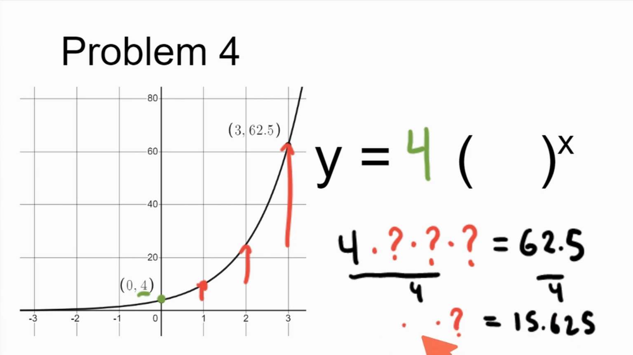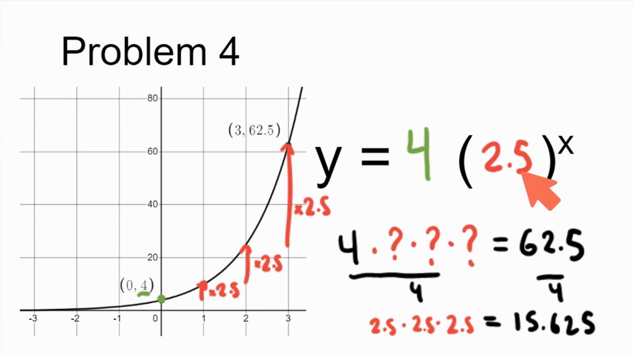I see that my growth factor is going to be 2.5. If I multiply by 2.5 3 times, I'm going to get 15.625. So each of these points is going to get 2.5 times bigger, times 2.5, times 2.5. Since I'm repeatedly multiplying with 2.5, I know that my growth factor underneath the exponent is going to be 2.5. So the equation is y equals 4 times 2.5 to the x.